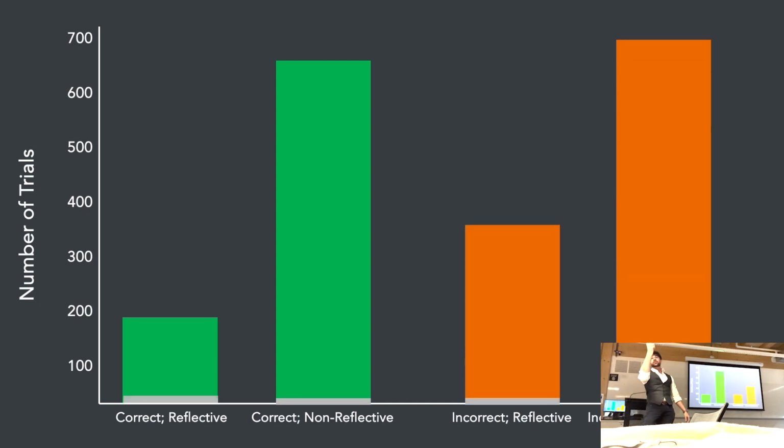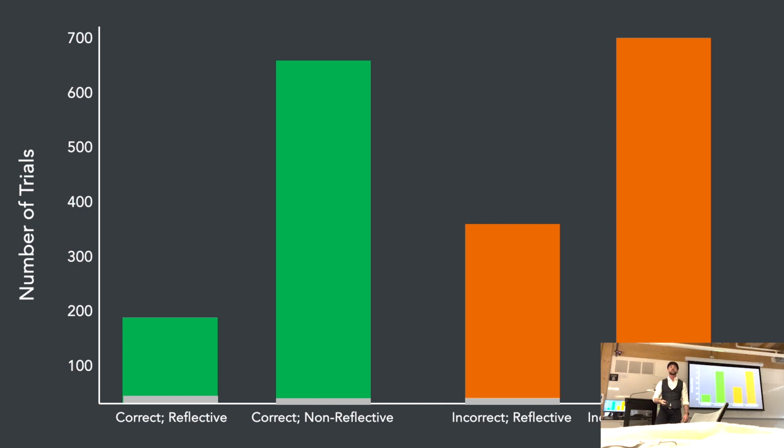Likewise, sure, most of the incorrect responses were non-reflective, that was the majority of that incorrect category, but we saw a huge chunk of folks who, despite getting the answer wrong, really did try to engage in that reflective process. Again, this replicates recent work.